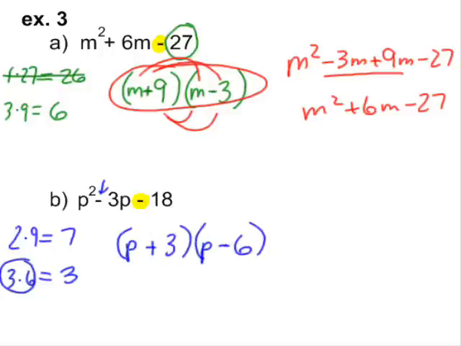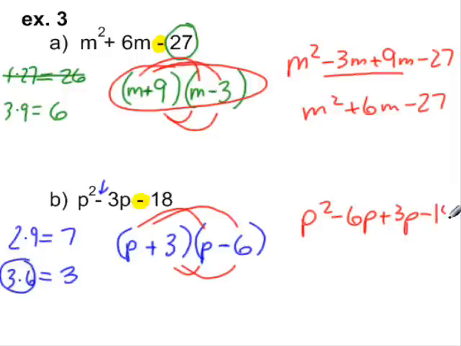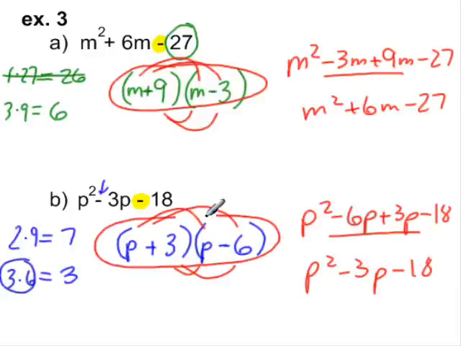Let's check our answer one more time. P times P is P squared. P times negative 6 is negative 6P. 3 times P is 3P. And 3 times negative 6 is negative 18. Like terms in the middle will give us the negative 3P minus 18, and that is what we started with, so we know that our two binomials here are correct.